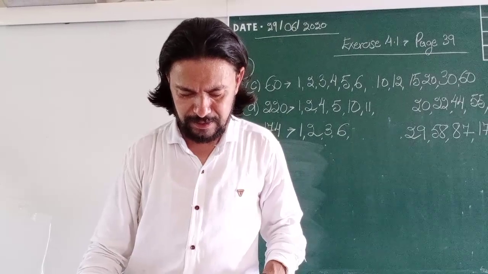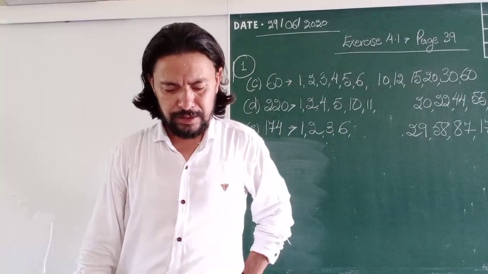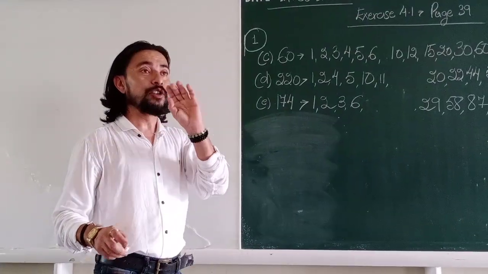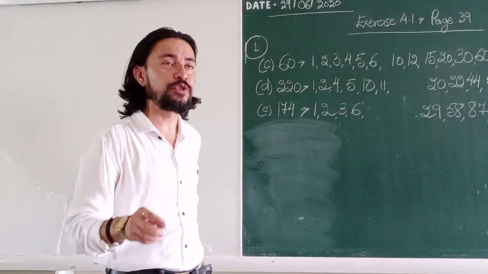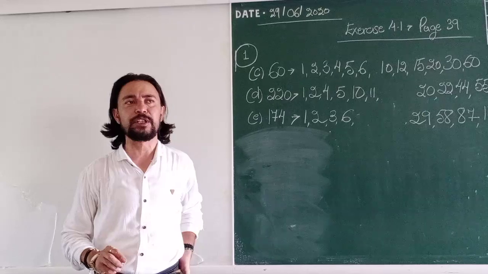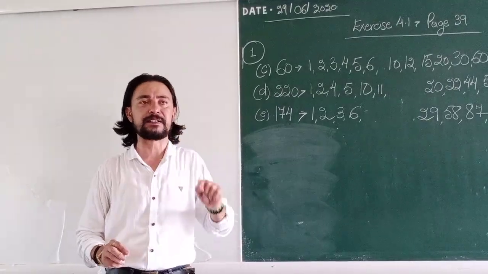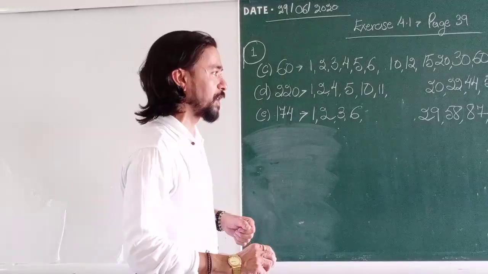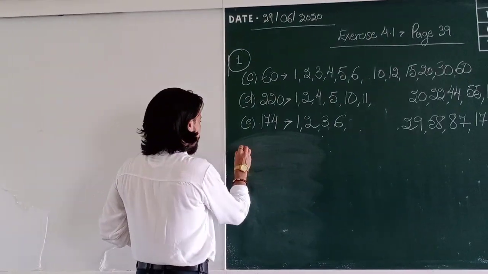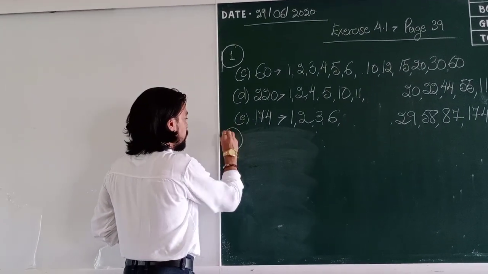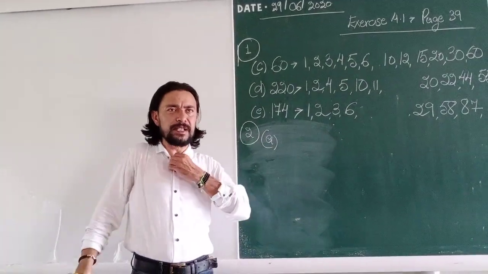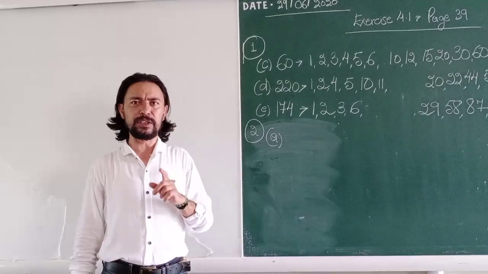The next sum says, check whether A, 2 is a factor of 33. Now, while you're doing these sums, you need to have your textbook in front of you so that you can hear me as well as see the sum at the same time. So we're doing sum number 2 and part A. Is 2 a factor of 33? That means does 2 divide 33 completely without leaving a remainder?